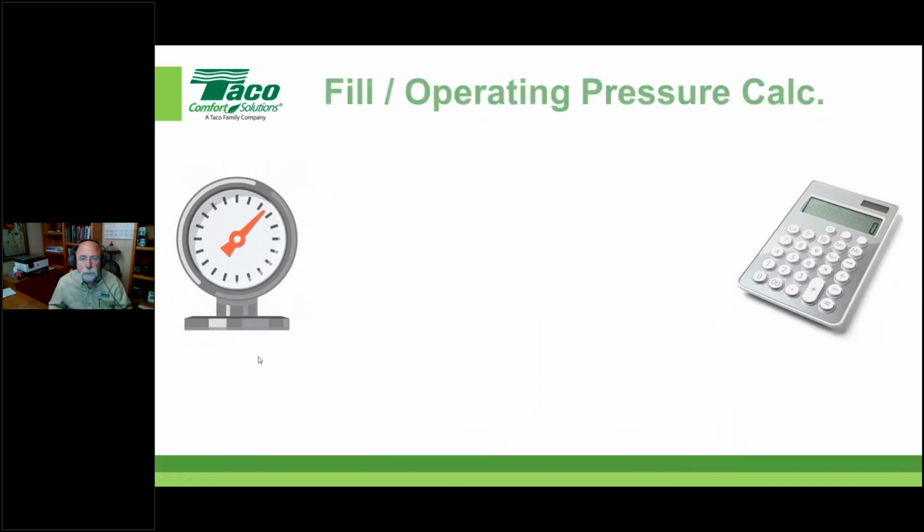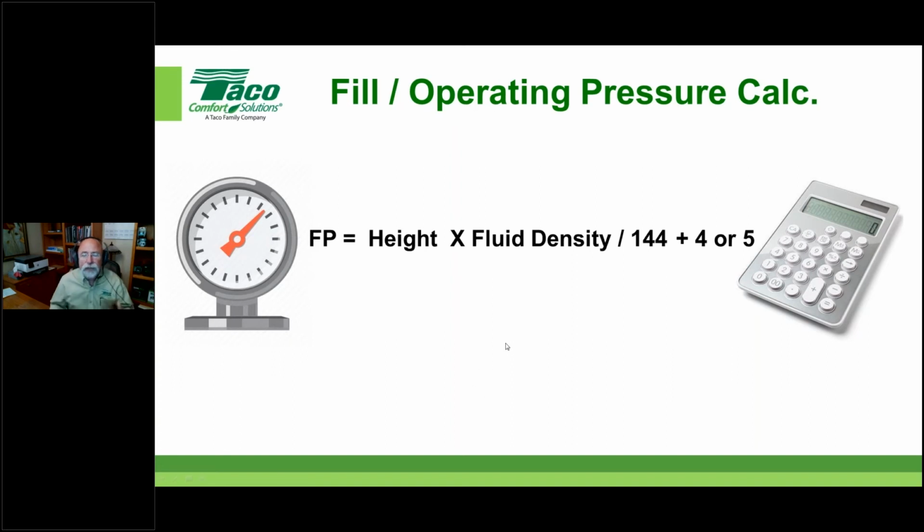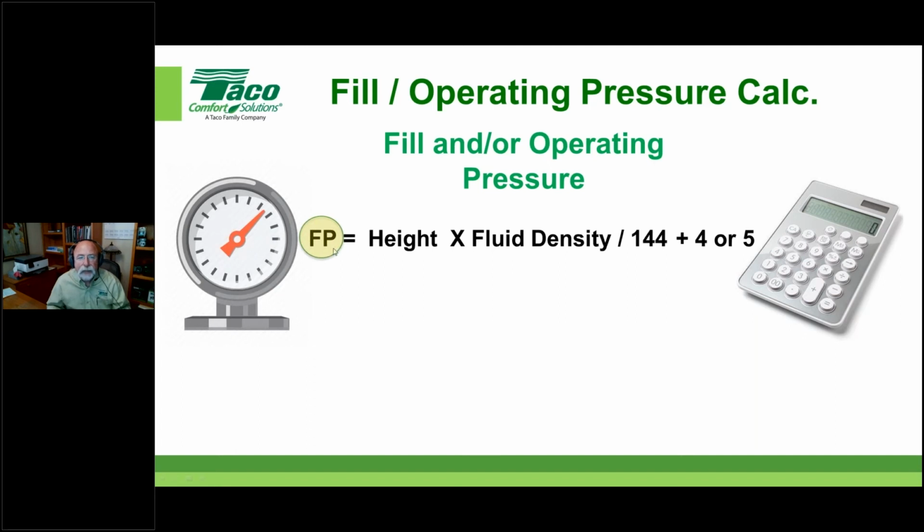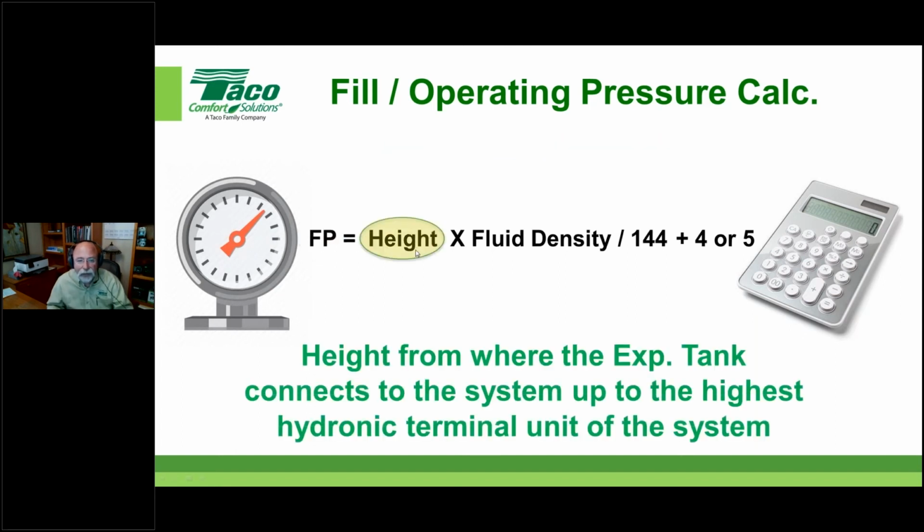0.4394. So now we want to come up with that fill or operating pressure calculation. This is again how we know what that tank should have in the air side prior to hooking it up to the system. So we're solving for the actual fill pressure. It's based on looking at the height.